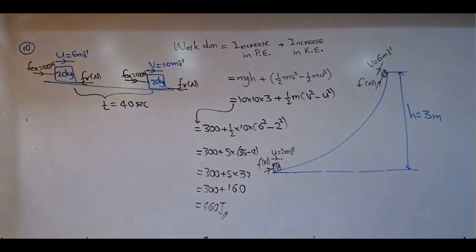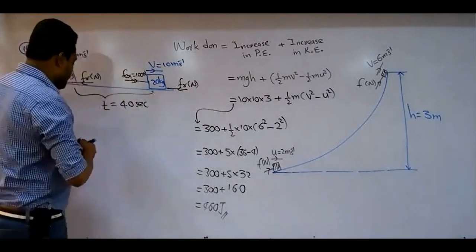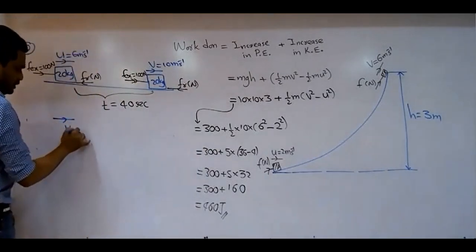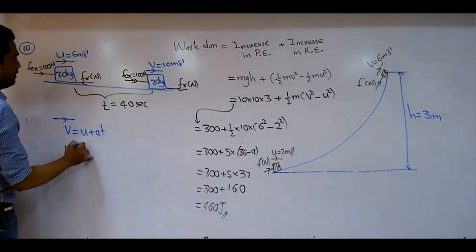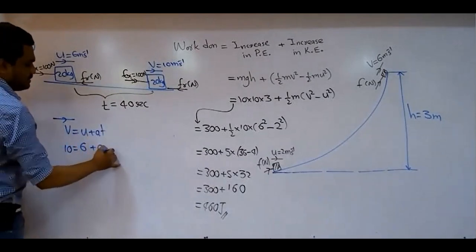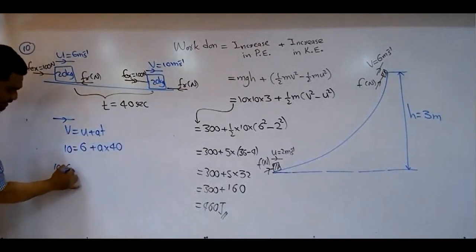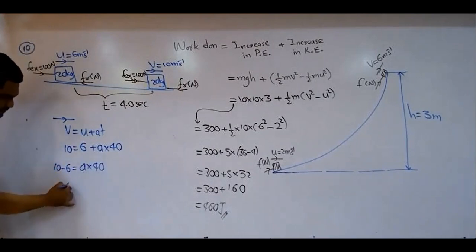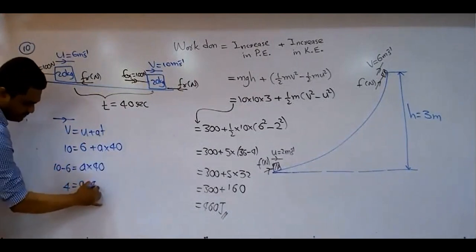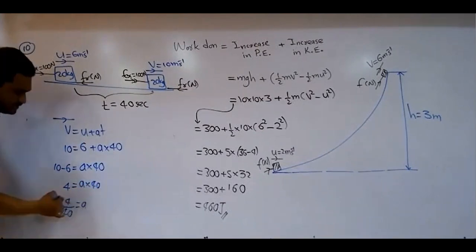The first thing that you want to do is find the acceleration. To find the acceleration, that's the equation: v equals u plus at. Final velocity 10, initial velocity 6, acceleration a, time is 40. Take 6 to this side: 10 minus 6 equals a times 40. So 10 minus 6 is 4, equals a times 40. Take 40 to this side. 4 over 40 is the acceleration.